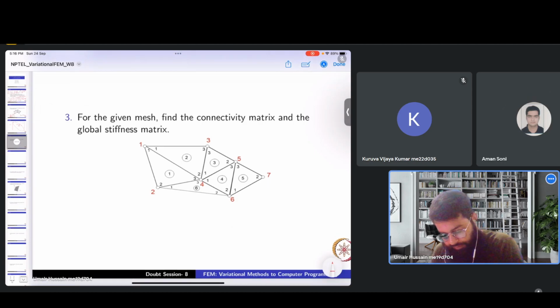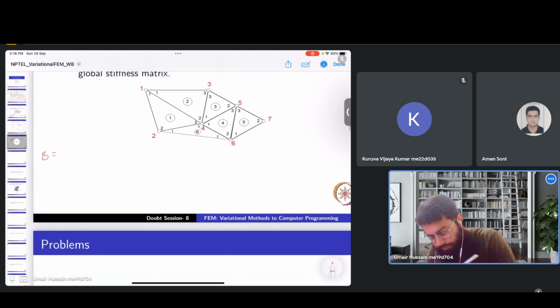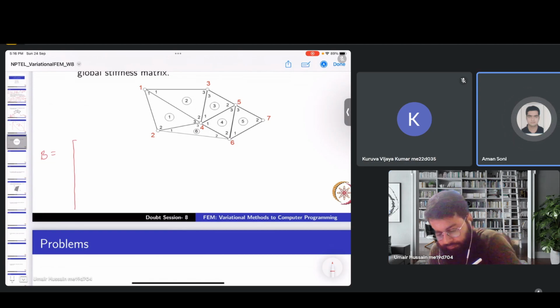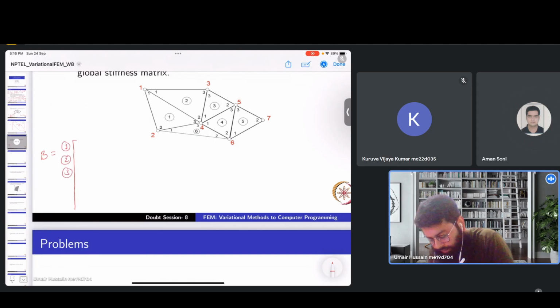Now we have this mesh. I hope we can write the connectivity matrix without any problem here. First of all, the total number of rows would be 1, 2, 3, 4, 5, 6, according to each element. Then we have the total number of columns, and this time it should be 3. So we have only triangular elements now.